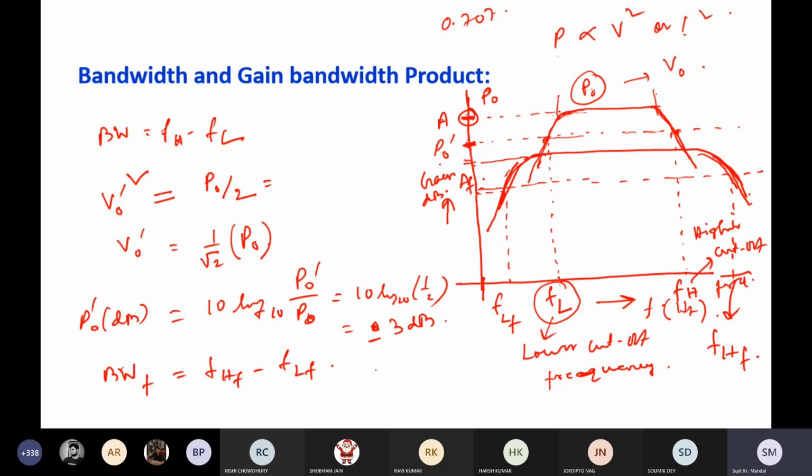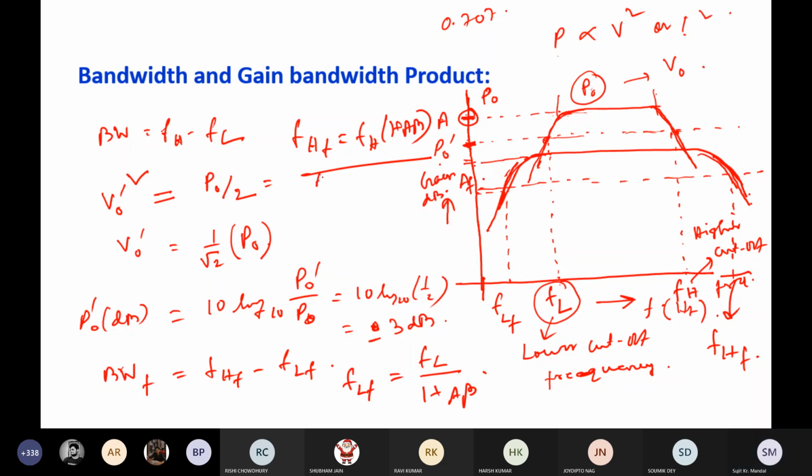This bandwidth is increased generally by the factor of 1 plus A beta. Then the lower cutoff frequency, FLF, is decreased by the factor of 1 plus A beta for a feedback network. And the higher cutoff frequency, FHF, is increased by the factor of 1 plus A beta. So at its two extreme points, FHF is increased and FLF is decreased, and accordingly the bandwidth is increased.